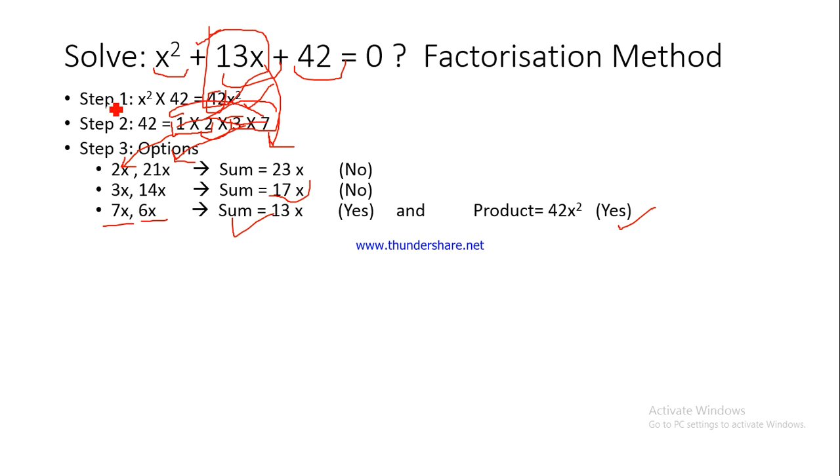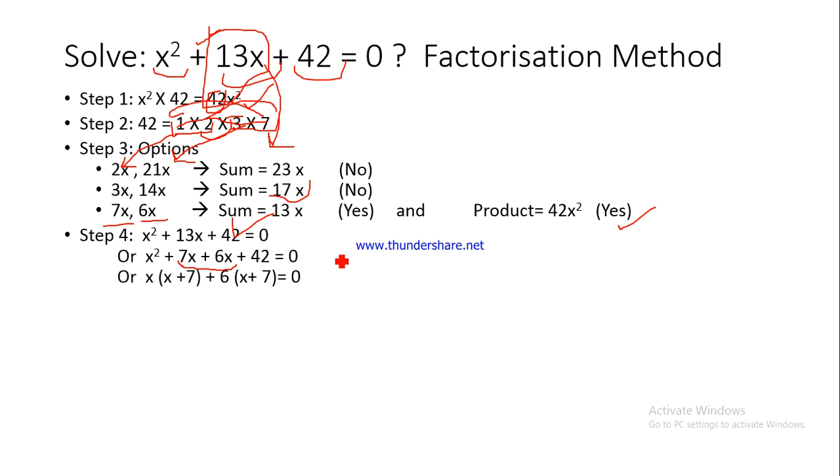Right. So now this is how we are going to proceed. Now we have to split basically 13x into 7x plus 6x. So now x square plus 13x plus 42 becomes x square plus 7x plus 6x plus 42. We have not made any changes to the original equation. The original equation is exactly like it was. However, we have split the middle term into 7x plus 6x instead of writing 13x, and that is perfectly fine. We have not made any changes anywhere.